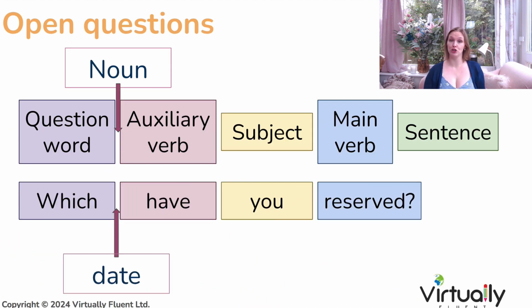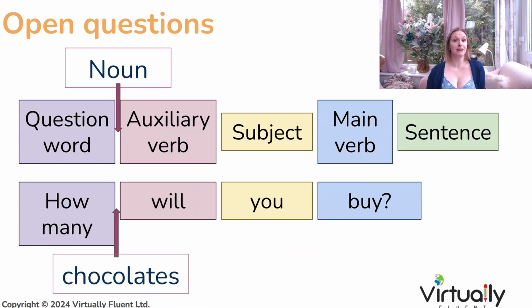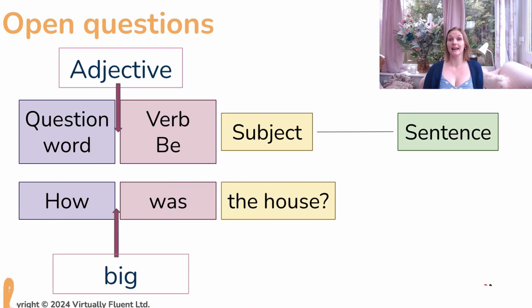Which date have you reserved? Or how many chocolates will you buy? And with how, we tend to add adjectives. For example, how big was the house?